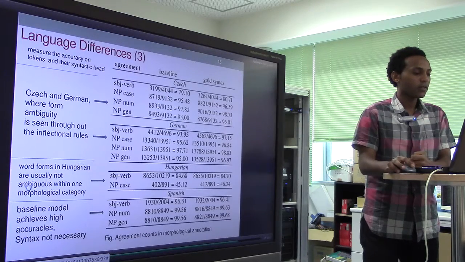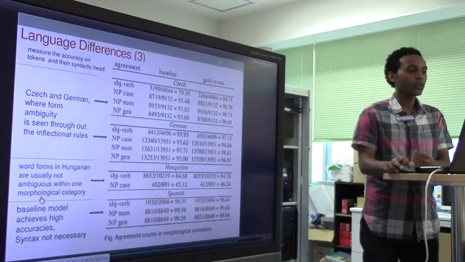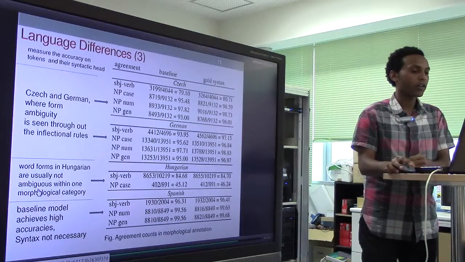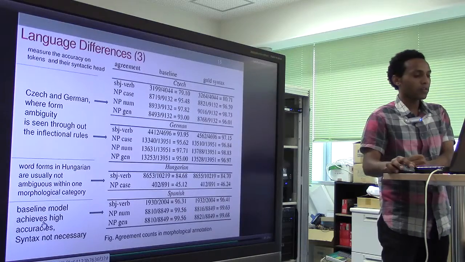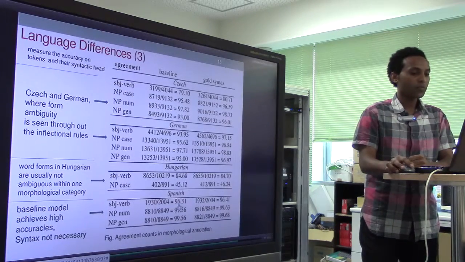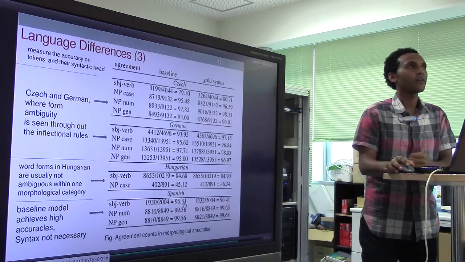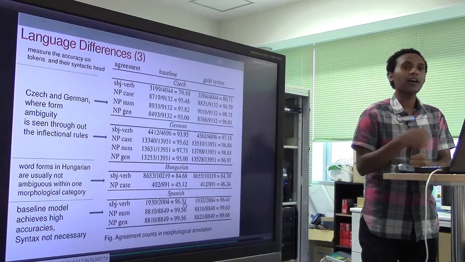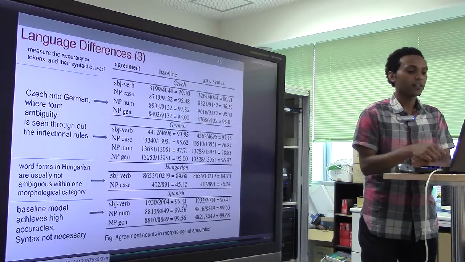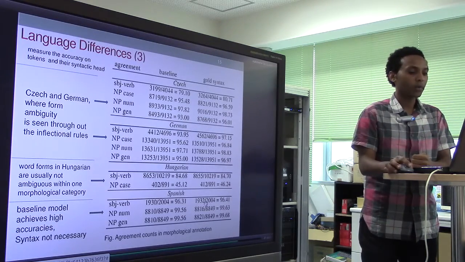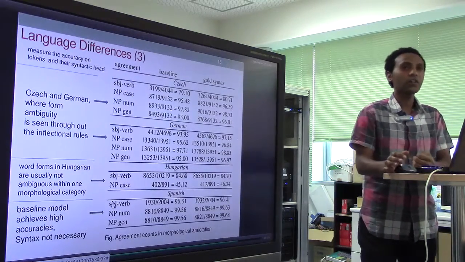But for Hungarian, the forms or the words are not usually ambiguous within one morphological category. So not much is learned from the Hungarian data set. And for Spanish, even the baseline models have high performance. So increasing the syntactic relationship didn't have that much impact on the data, because even the baseline system can perform well when compared to the gold system. This is what they have learned from these experiments.